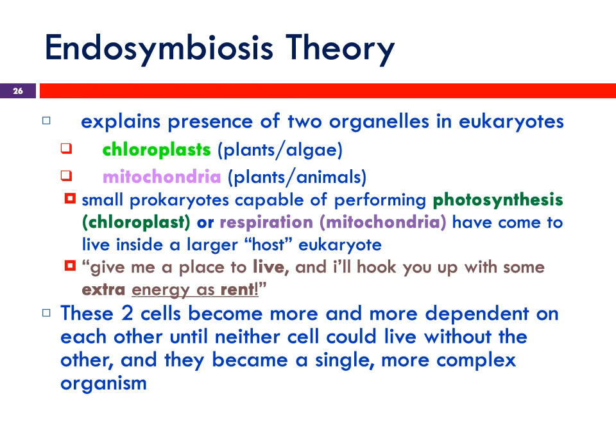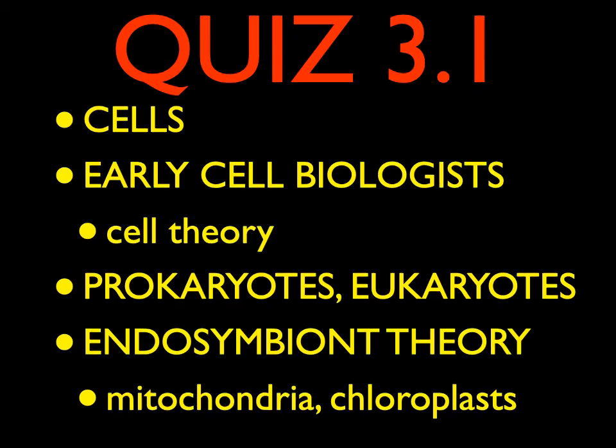You need to be aware of the endosymbiosis theory, which states that a larger cell engulfed the smaller cell, and eventually they worked out a deal where if you give me a place to live, I'll hook you up with some extra energy as rent. And that's what the little bacteria said, and the big cell said, you know what, that's a good deal for me. And those eventually became the chloroplast in plants and the mitochondria in plants and animals.